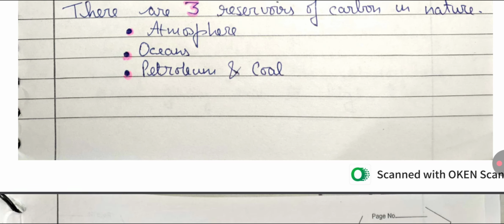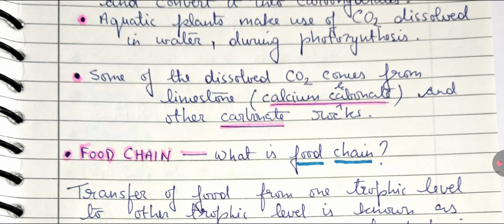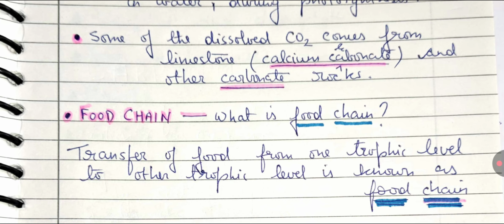Alright, and moving on, steps in carbon cycle. Green plants, the producers, take up carbon dioxide and convert it into carbohydrates. Aquatic plants make use of carbon dioxide dissolved in water during photosynthesis. Some of the dissolved carbon dioxide comes from limestone, calcium carbonate and other carbonate rocks which are there inside the ocean or water.